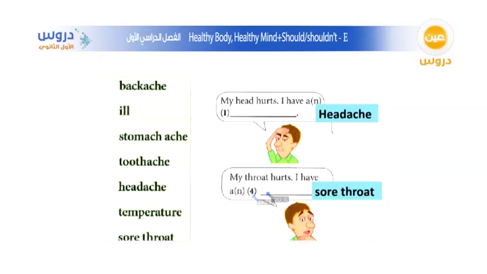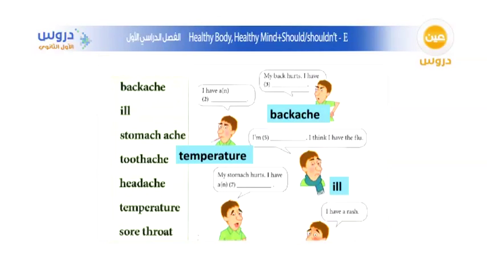My throat hurts. I have a sore throat. Number 2, I have a temperature. You remember when I told you, look at the picture, it may give you the word that you should choose. Temperature. I think its temperature is high. Number 3, my back hurts. I have a backache.